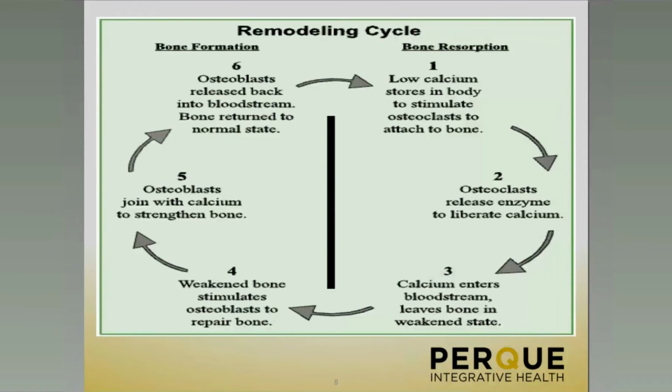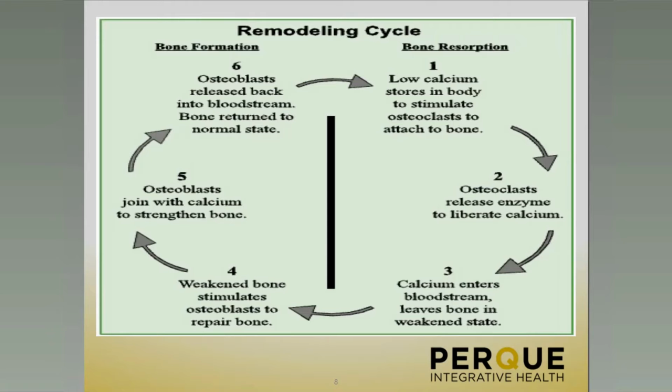And what about this remodeling cycle? Let's start in the upper right, where we look at bone resorption. When there are low calcium stores in the body, that is in the cells and in the blood, the osteoclasts are stimulated to attach to bone. Second phase, number 2, the osteoclasts release enzymes that liberate calcium. Number 3, calcium enters the bloodstream, leaves the bone, and this is potentially weakening the bone. The weakened bone stimulates osteoblasts to repair the bone. And if the osteoblasts have all of the 20 nutrients they need, then they join with calcium to strengthen the bone.